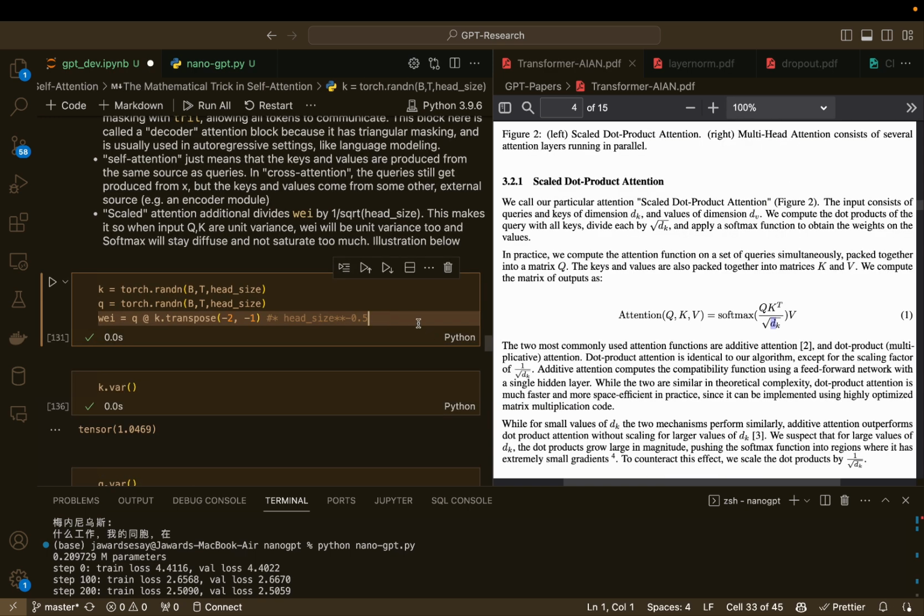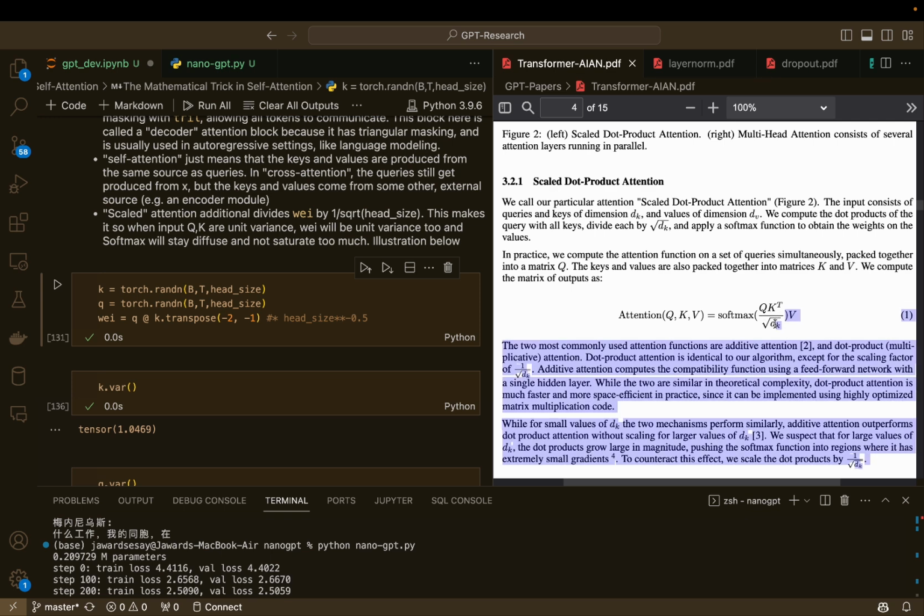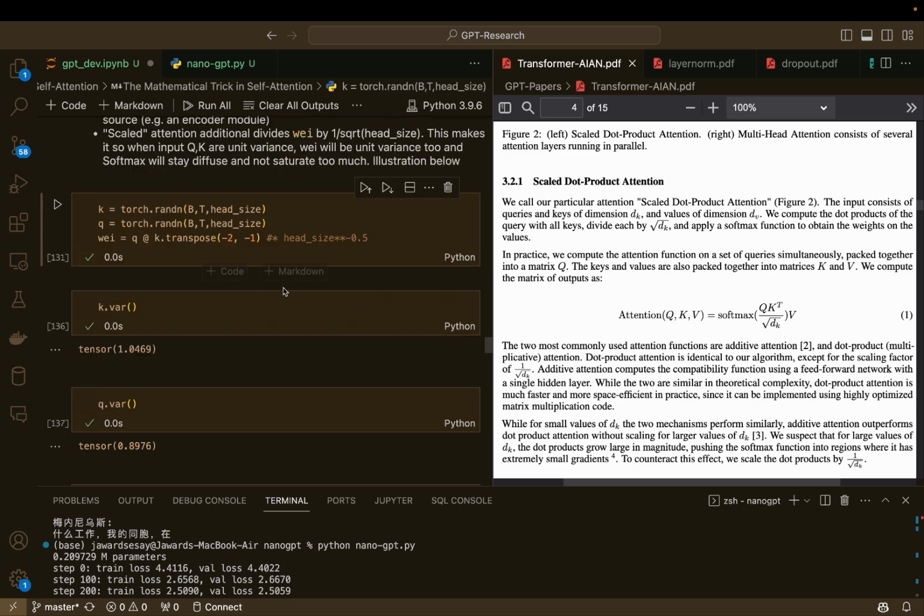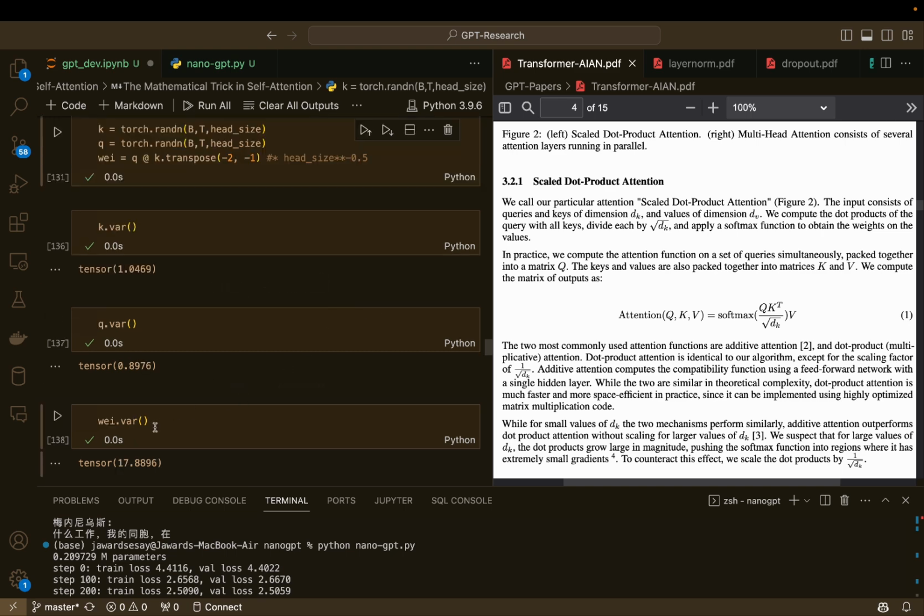So the last thing to note in our self-attention mechanism, for example, in the Attention Is All You Need paper, we can see they are multiplying the aggregated weight by 1 divided by the square root of dk, where dk is actually the head size. So they are multiplying the output of the dot product of the queries and the keys by 1 divided by the square root of dk. So why are they doing this? The reason behind this is to control the variance of wei. The initialization of the weight values should be equally distributed in order to prevent overfitting.